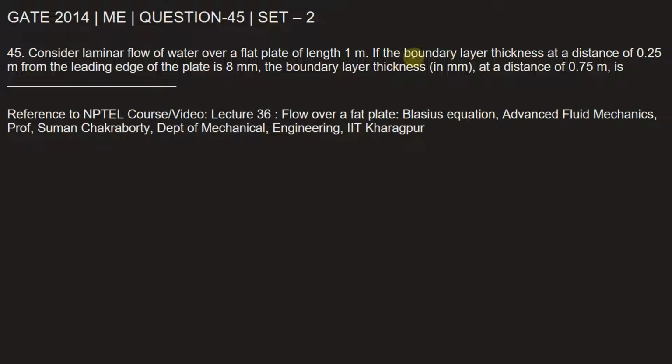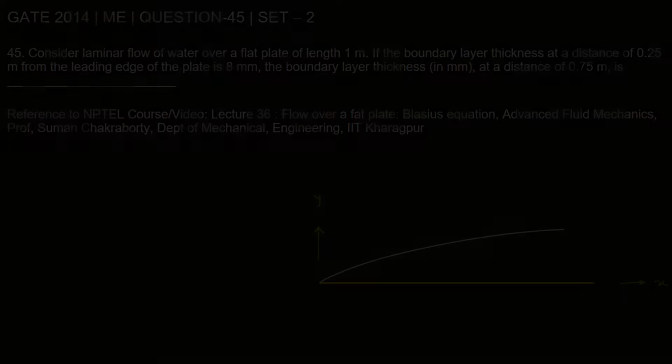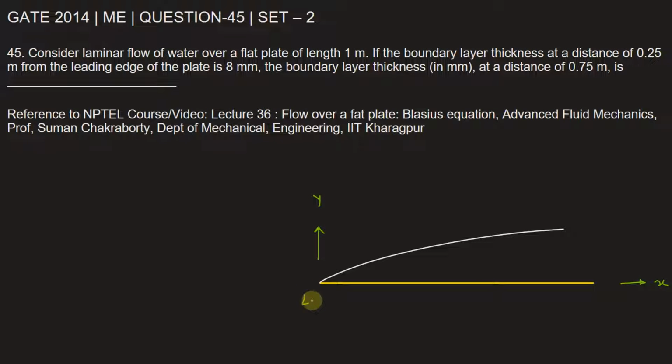So first let's understand the relation between the boundary layer thickness and its distance from the leading edge. Now suppose this is the leading edge of the flat plate. This yellow line represents the top surface of the flat plate and this white curve represents the variation of boundary layer thickness over this flat plate. Let's say at some point x, at this distance x from here, this is the boundary layer thickness. Let's say this height is delta.